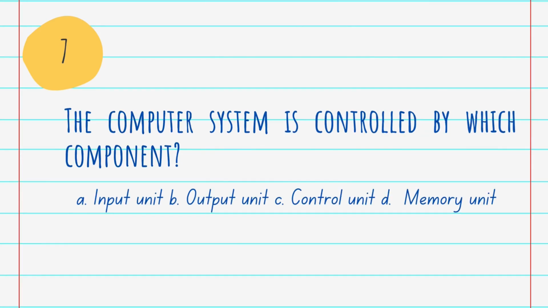Question number 7. The computer system is controlled by which component? A. Input unit, B. Output unit, C. Control unit, D. Memory unit. And the answer is C. Control unit. Control unit is one of the most essential components of the computer system. It gathers all the information entered using the input unit, processes it and receives the output and displays it to the user. That's why we can say computer system is controlled by the control unit.